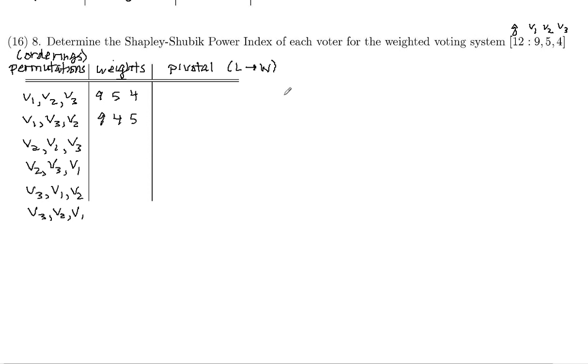2, 1, 3, so 5, 9, 4. 9, 4, 2, 3, 1, so 5, 4, 9. 3, 1, 2, so 3 is, so it'd be 4 votes, 9 votes, and then 5, so 4, 9, 5. And then 3, 2, 1 is going to be 4, 5, 9 in that order.